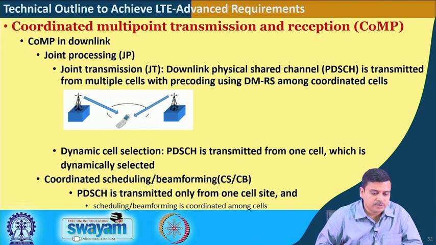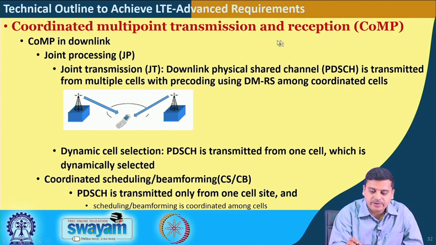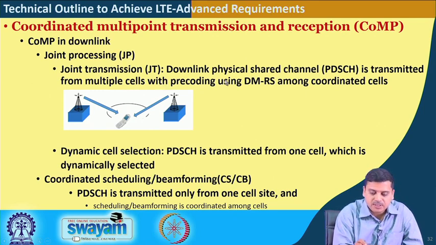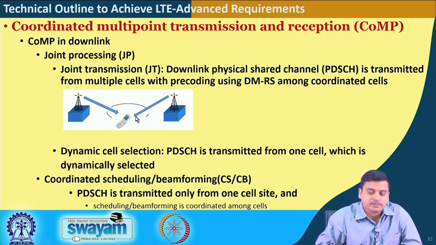Another important technical solution which is supported is known as coordinated multi-point transmission and reception. In this, there is a joint processing mode which is allowed. That means joint transmission, where the downlink physical shared channel which carries the data is transmitted from multiple cells with precoding using the demodulation reference signal among the coordinated cells. Here there are different base stations which coordinate amongst themselves, and they can send signals so as to provide the best spectral efficiency to the user.